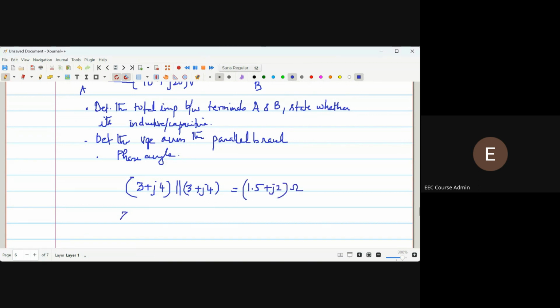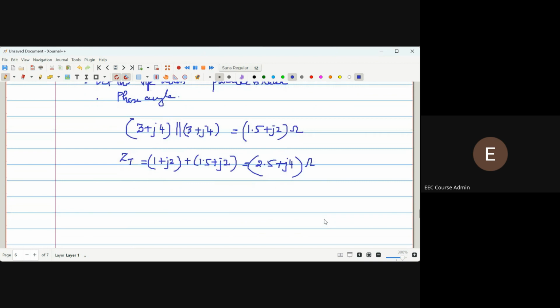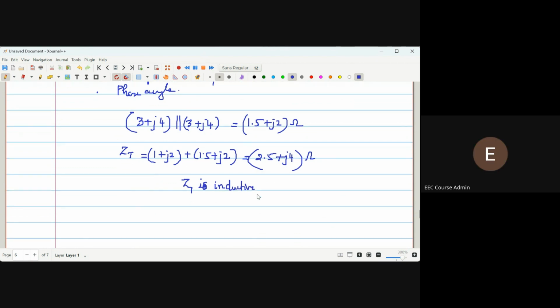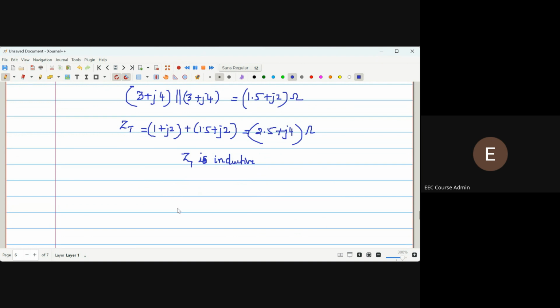Then the total will be this 1 plus J2 in series with this 1.5 plus J2. So this is of the form R plus JXL. So the impedance is inductive or capacitive? Inductive, ma'am. So it is inductive.